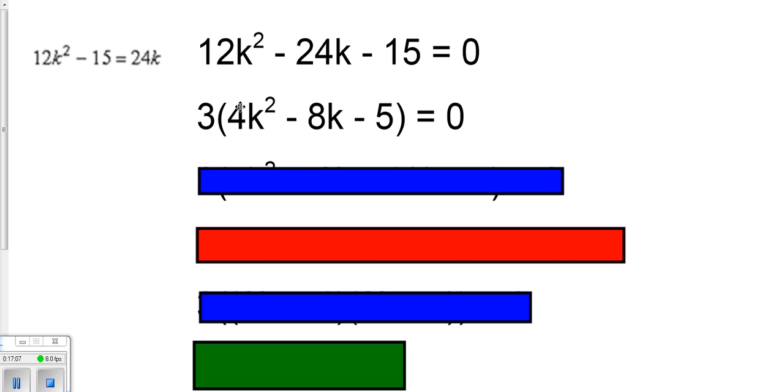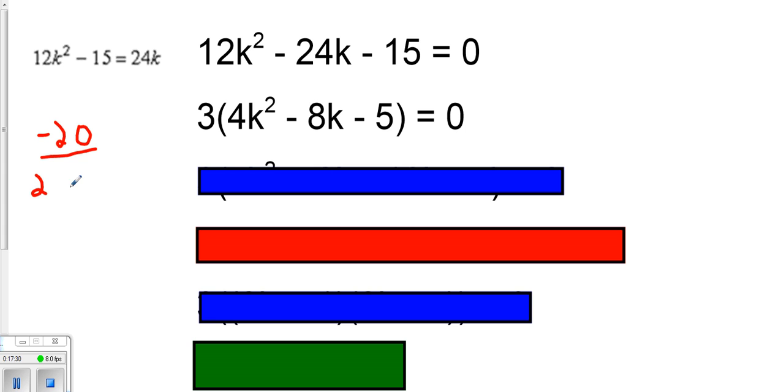When we do AC, we do 4 times negative 5, and we would get negative 20. It's going to be a lot easier to use than 12 and 15. So 4 and 5 make 20. I guess with this negative, it's a negative 20. We need the factors of negative 20 that would add up to a negative 8.